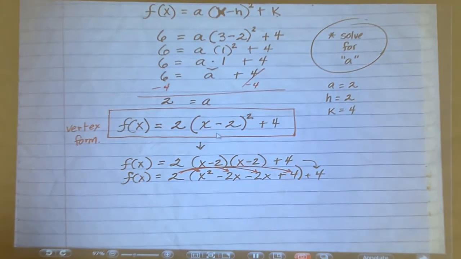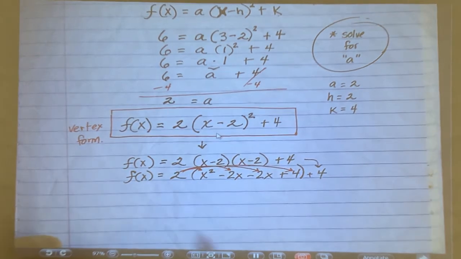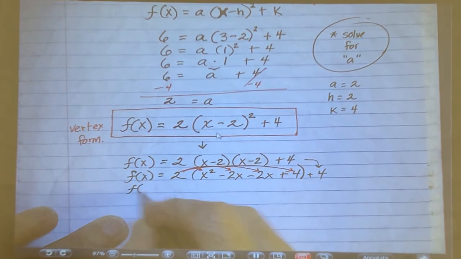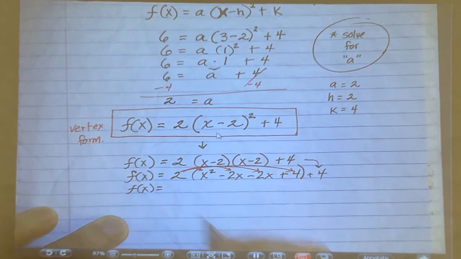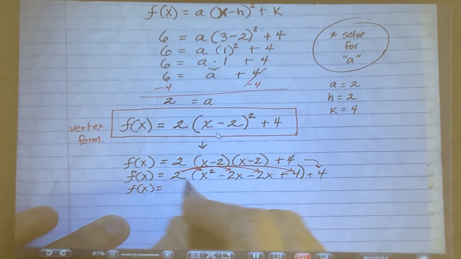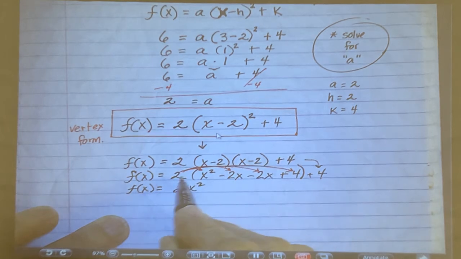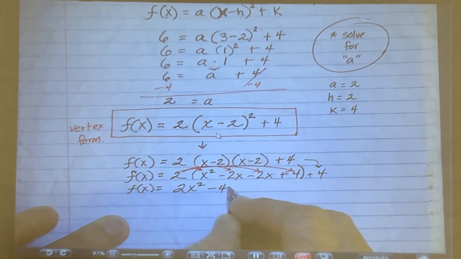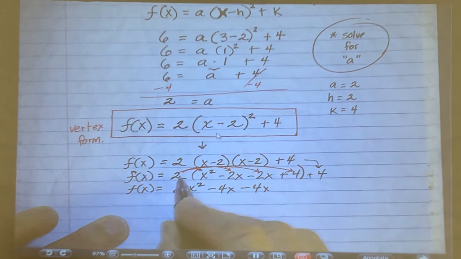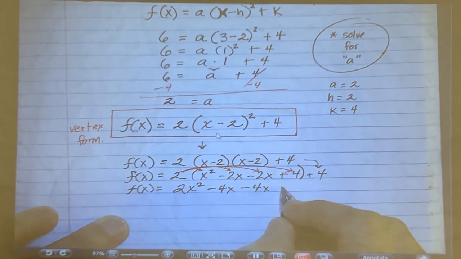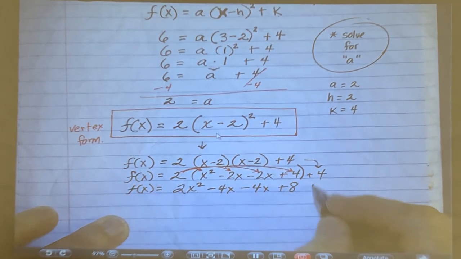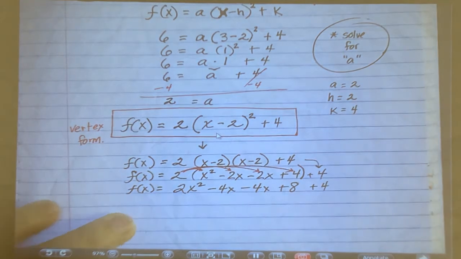Okay, so let's do that. When I have f of x equals 2 times x squared is 2x squared. 2 times negative 2x is negative 4x. Again, another negative 4x. And then 2 times 4 is 8, positive 8. And then I can bring down this last little rear end, plus 4.